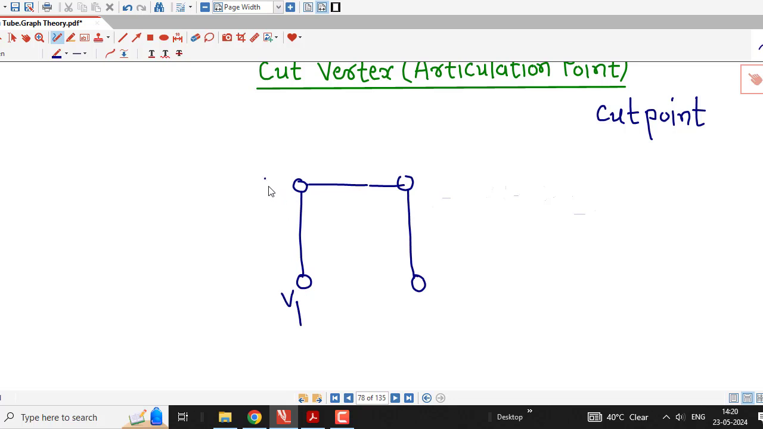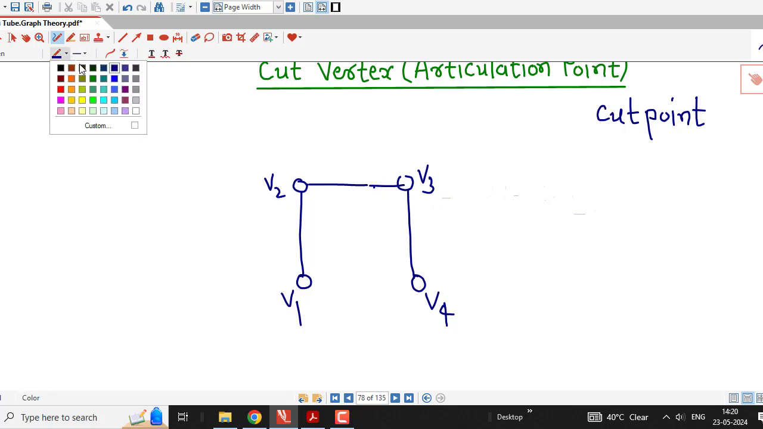Suppose vertices are denoted by V1, V2, V3 and V4, and it is clear that this graph is connected. If we take any pair of vertices, then they are reachable from one another. Any two distinct vertices are reachable from one another, or for any two distinct vertices there is a path between them. So this is a connected graph.